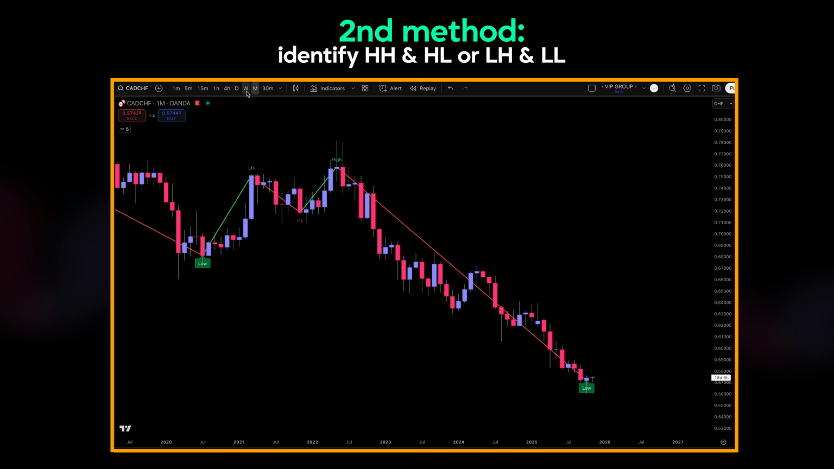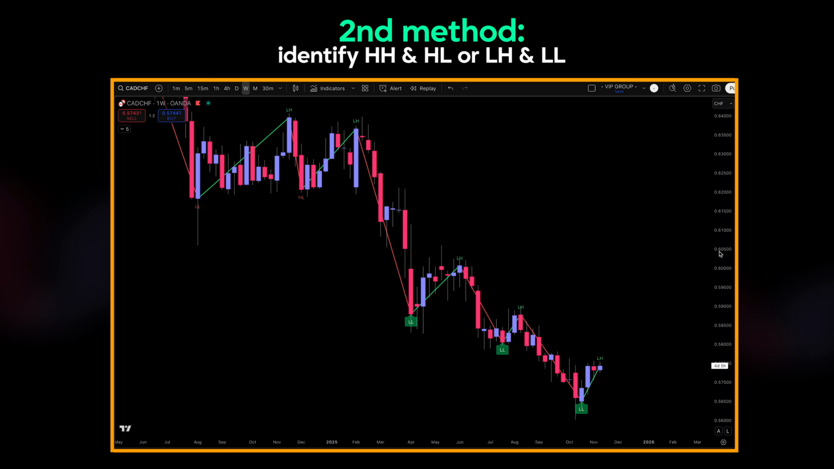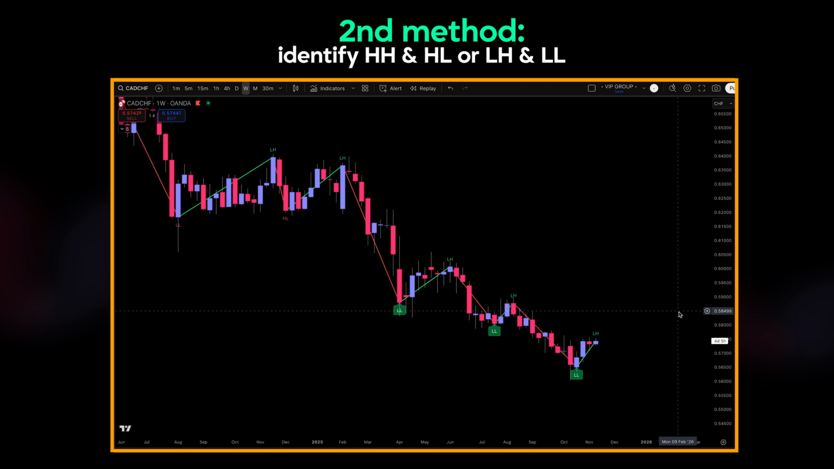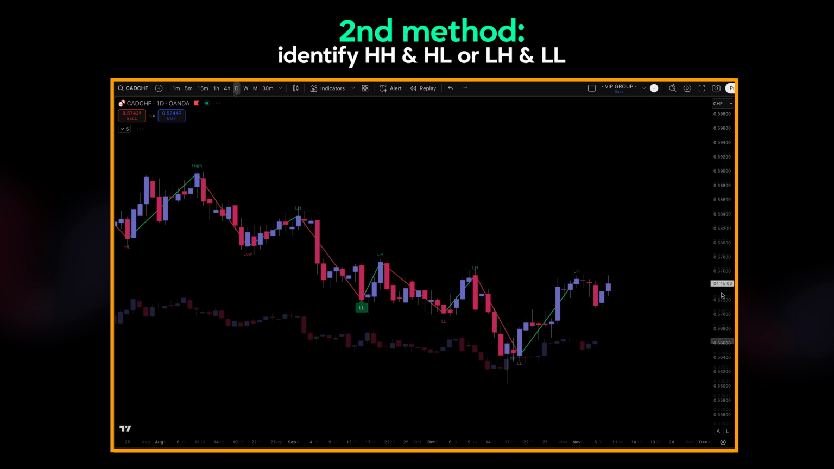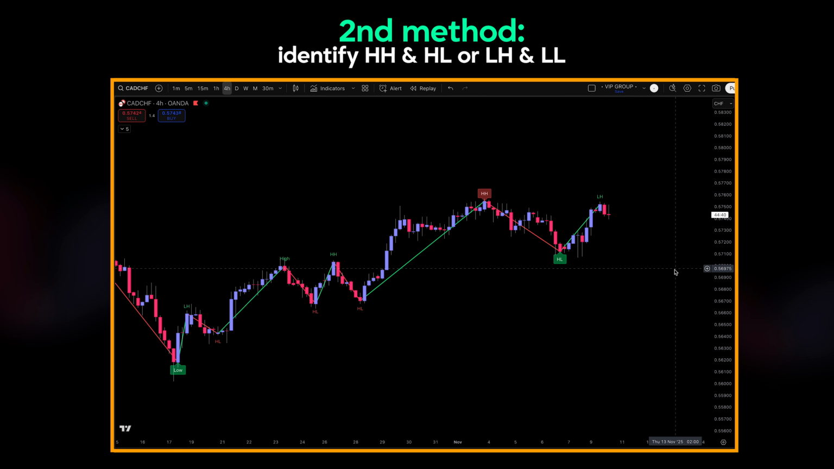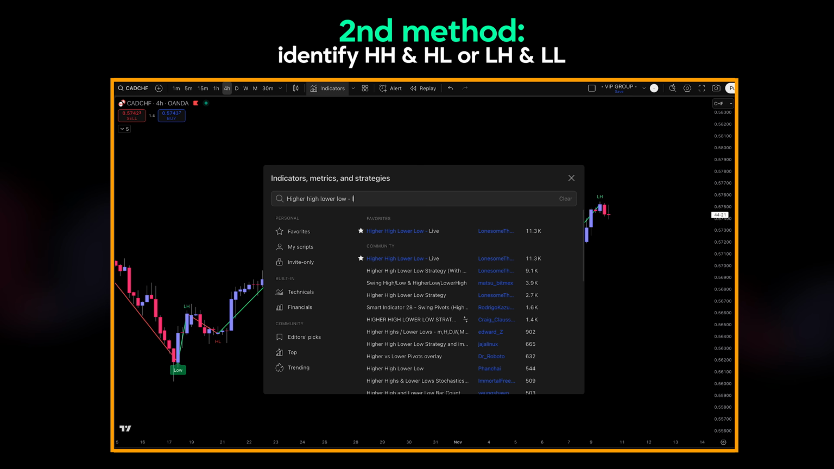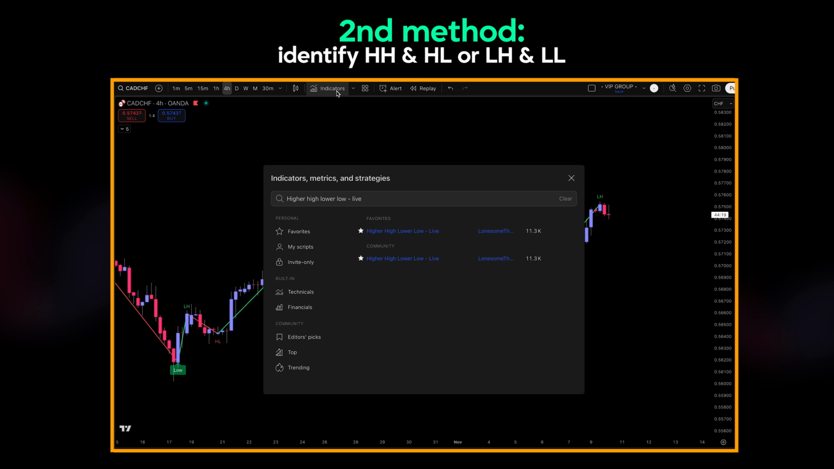Then we have the more advanced approach, which requires spotting higher highs and higher lows, or lower highs and lower lows in each time frame. This gives you a very clear view of the overall market structure and helps you align your price action entries more precisely. You can even use the zigzag tool on TradingView to make it easier, because it literally highlights exactly where the price made new highs or new lows, so you don't need to guess.